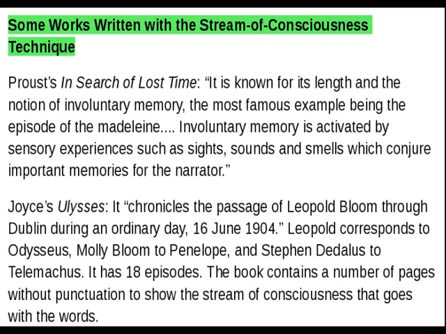Joyce's Ulysses. It chronicles the passage of Leopold Bloom through Dublin during an ordinary day, June the 16th, 1904. Leopold corresponds to Odysseus, Molly Bloom to Penelope, and Stephen Dedalus to Telemachus. It has 18 episodes. The book contains a number of pages without punctuation to show the stream of consciousness that goes with the words.